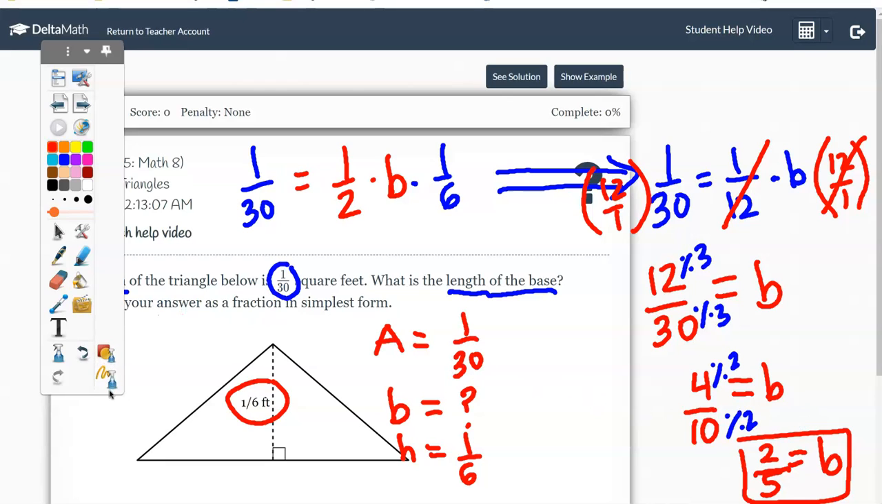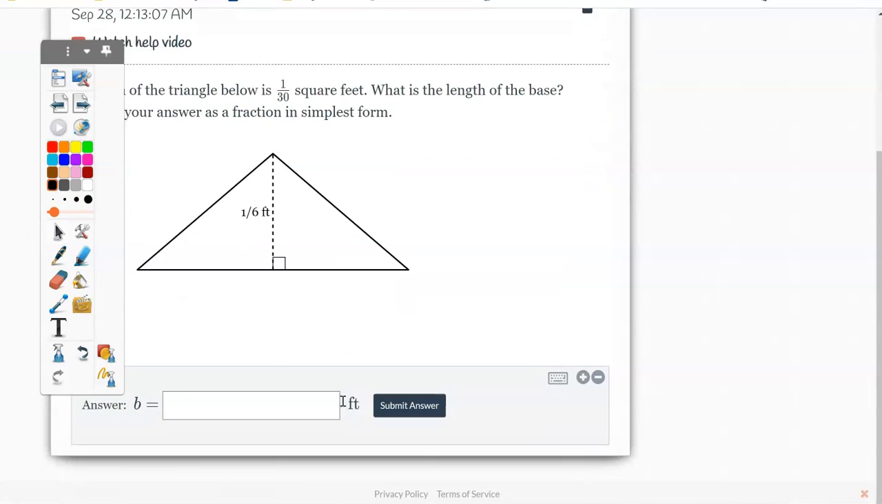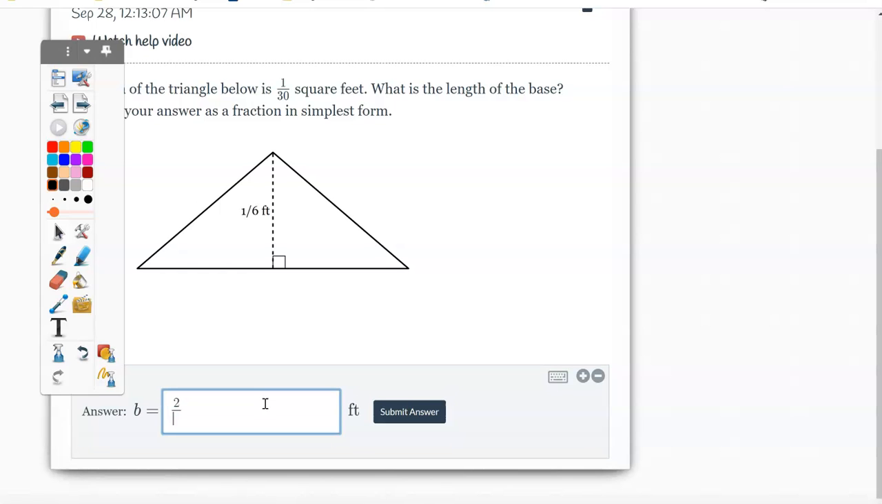All right, I'm going to clear the screen and type that in. Down here, answer is 2/5.